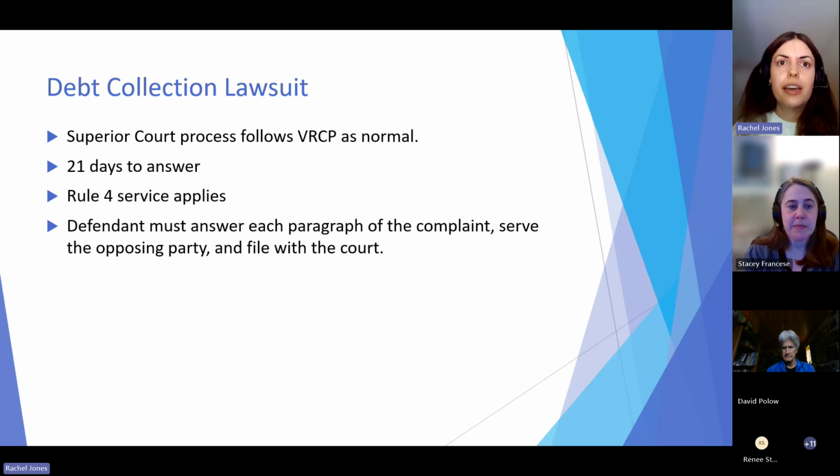So again, a lot of defendants don't recall certain claims. Maybe they don't know certain dates or certain amounts that are claimed. So again, saying I don't know in that respect would be a valid answer.